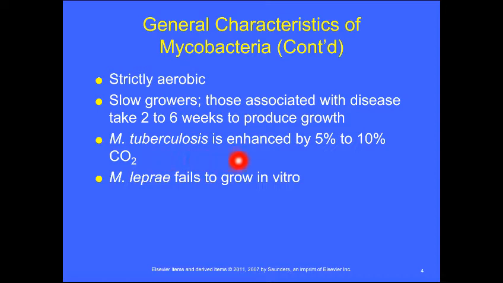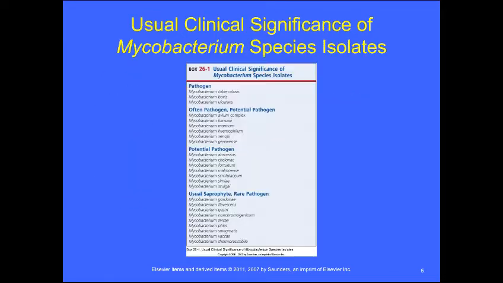M. tuberculosis is enhanced by 5% to 10% carbon dioxide. So they are capnophilic. However, tuberculosis, you can culture that in the laboratory. However, Mycobacterium leprae fails to grow in vitro. So, it is difficult to culture in a laboratory setup using an artificial agar. M. leprae is of course the causative agent of leprosy.